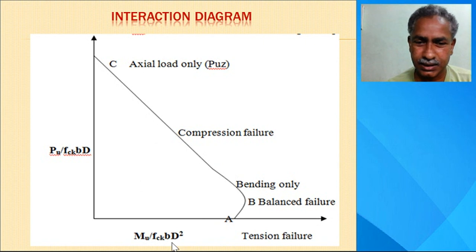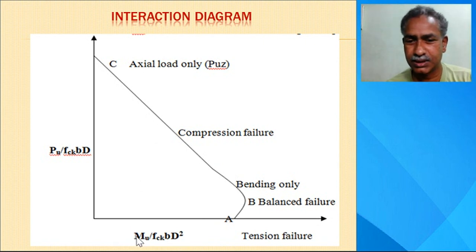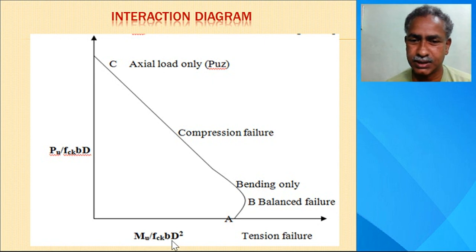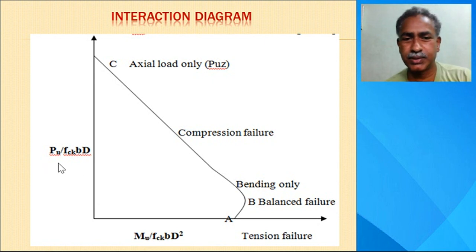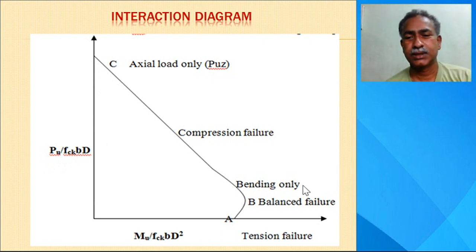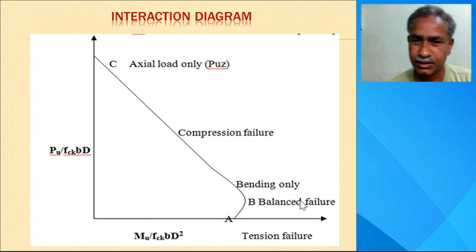That's why this is called the interaction diagram. On the x-axis we have considered the moment non-dimensional parameter Mu by fck b d square, and Pu by fck b d along the y-axis. And once we know this, using the special publication of BIS, SP16, we can find out the percentage of steel provided.